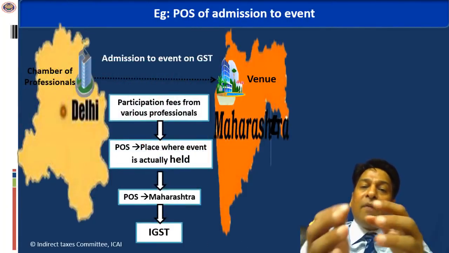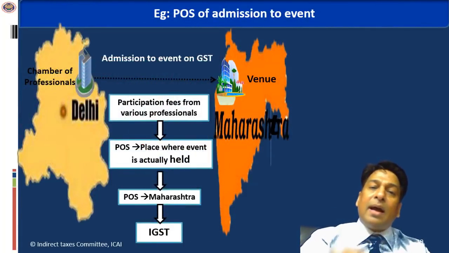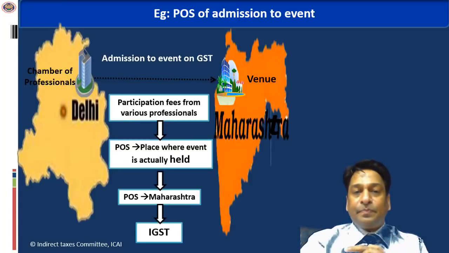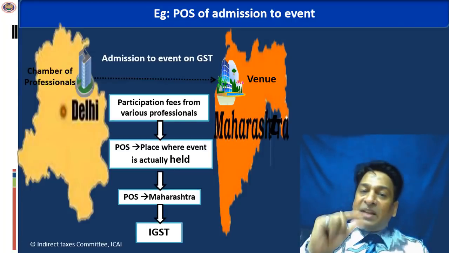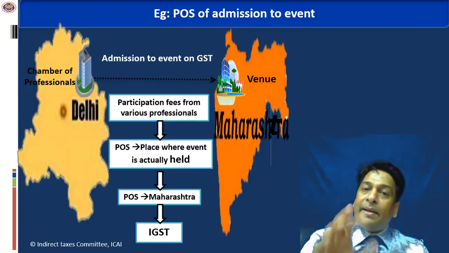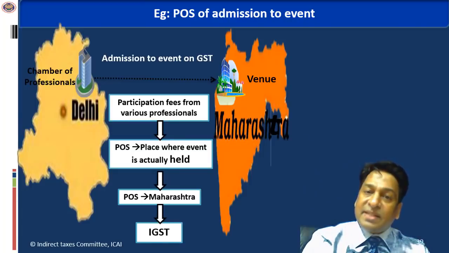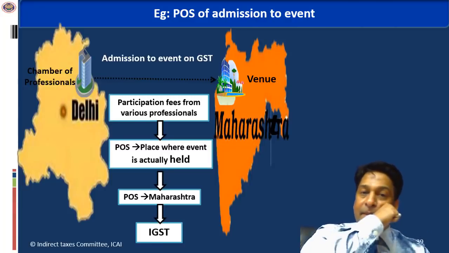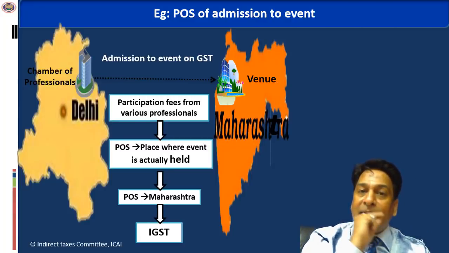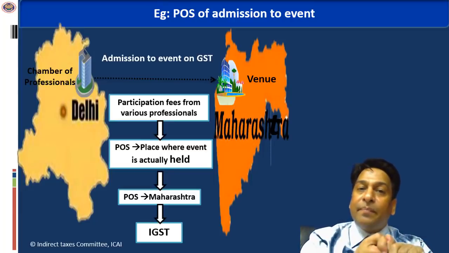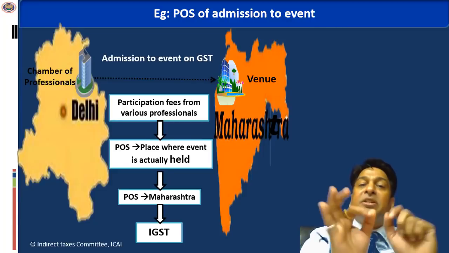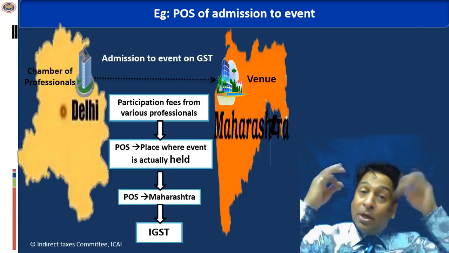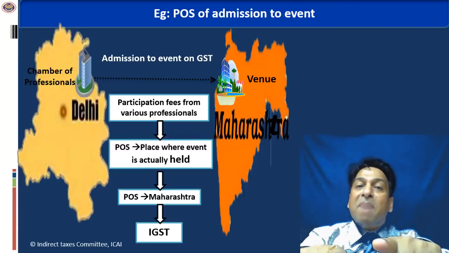What happened? I'm creating one example for you. For organizing this event, you are hiring some third-party supplier or vendor. This third-party vendor gives organization services for this event to a chamber registered in Delhi. What would be the place of supply? Section 12, subsection 7 says if it is B2B, then the location of the recipient would be the place of supply, though the event is happening in Maharashtra.